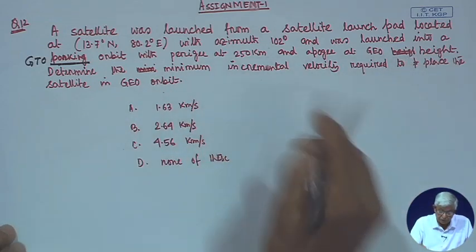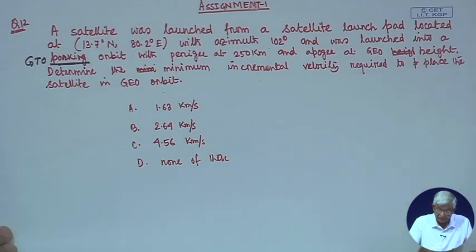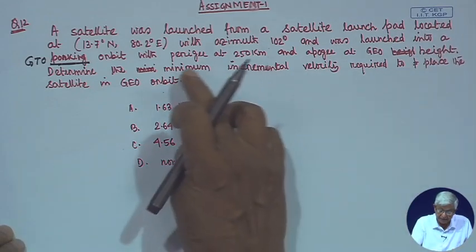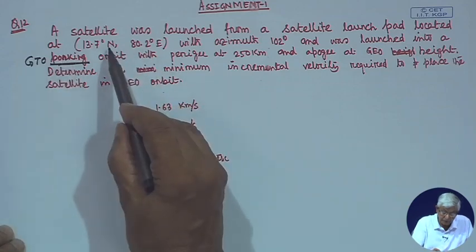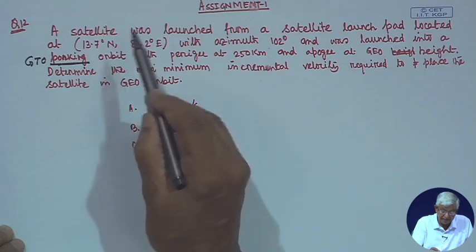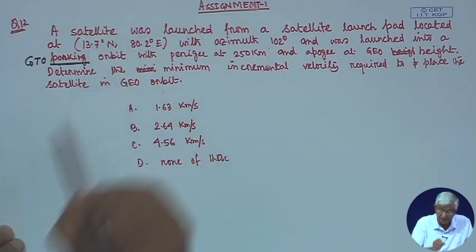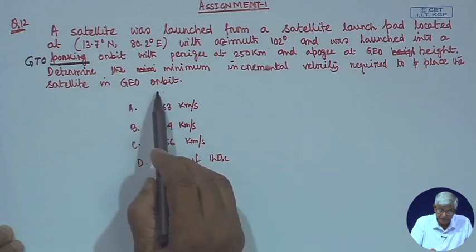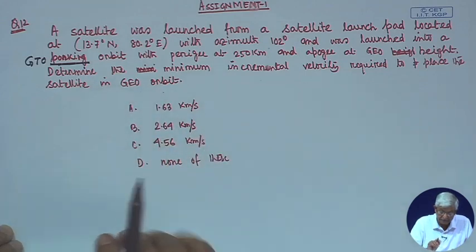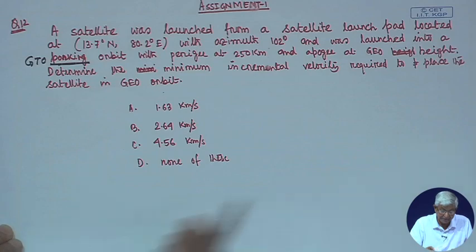So, let us try to solve this problem. There are two parts. One is the elliptical GTO orbit, but it is launched from a launch pad which is away from the equator. So, it will have a certain inclination. That inclination velocity also has to be corrected to bring it to the GEO orbit, geostationary orbit, whose inclination is supposed to be 0, and there are options given. So, two parts of the calculation.